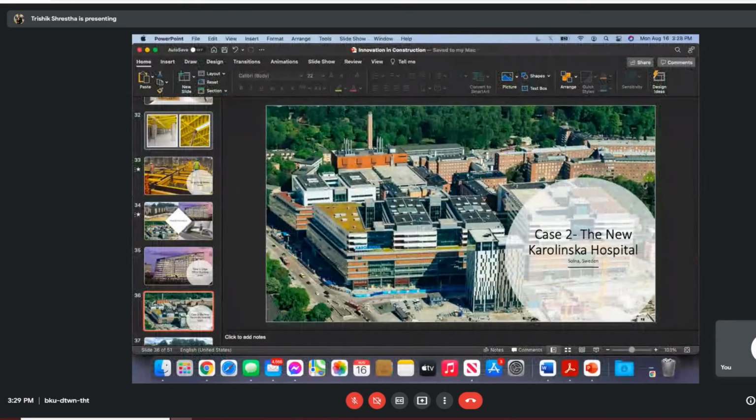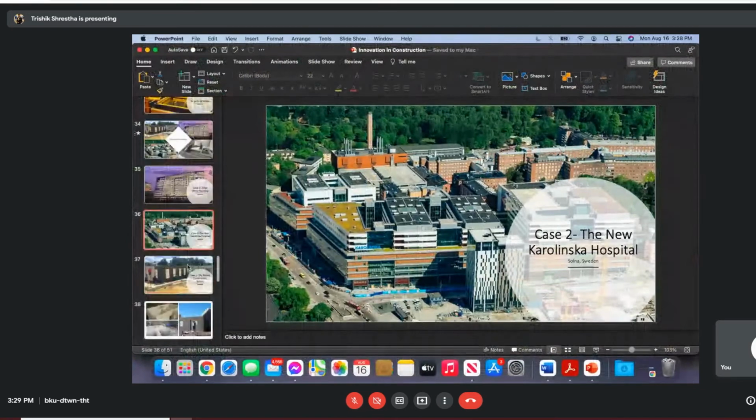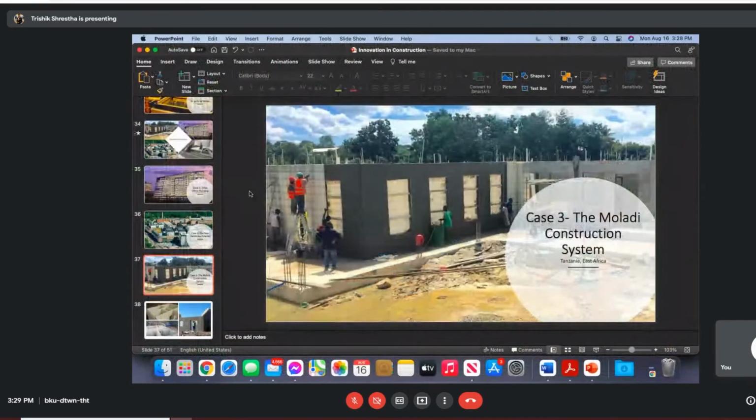So this is the second one. I would discuss the cases in a bit lengthier fashion, but we just have about half an hour left, and we still have the question and answer rounds. So I'm just moving along a bit quicker than I had originally planned.